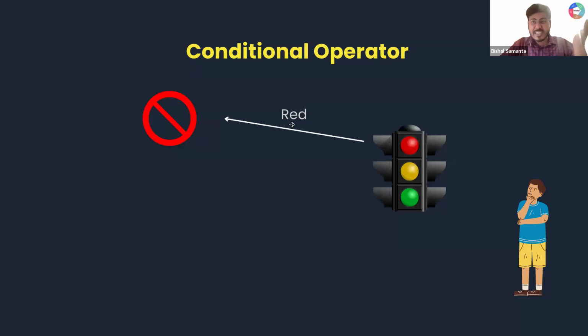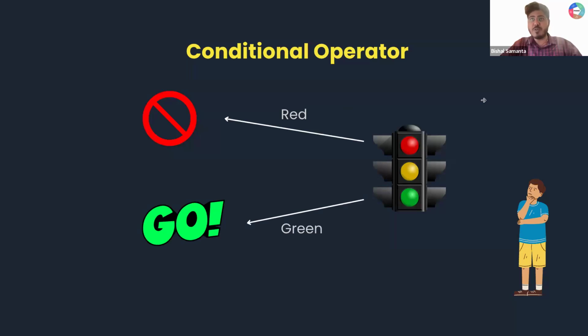So based on the condition, you are deciding something. Now, if it is green, what will you be doing? You'll be going, right. Now, what is my condition here? What is the color of the traffic light? If the color is red, I'll stop. If the color is green, I'll go. Yes or no? Does everyone understand again?